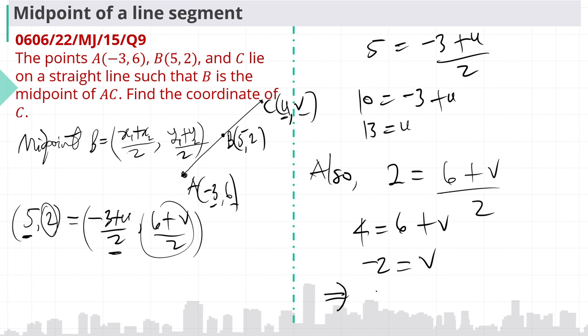It tells us that the coordinate of C, which we labeled as (U, V), is now equal to (13, -2).